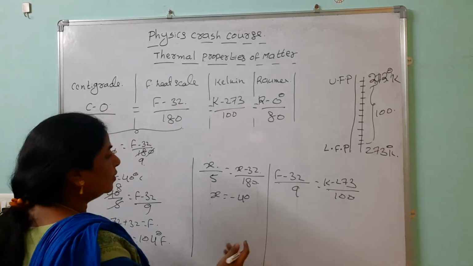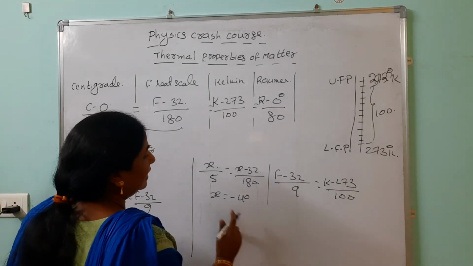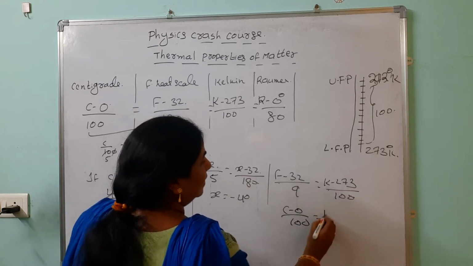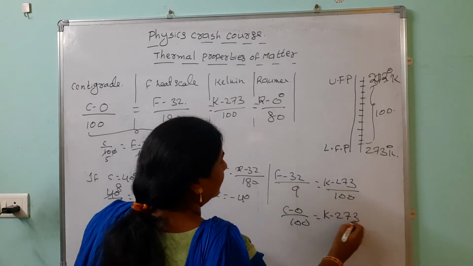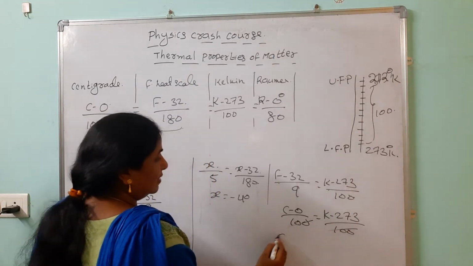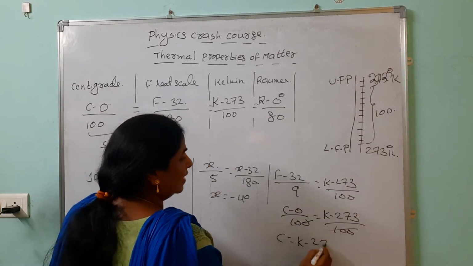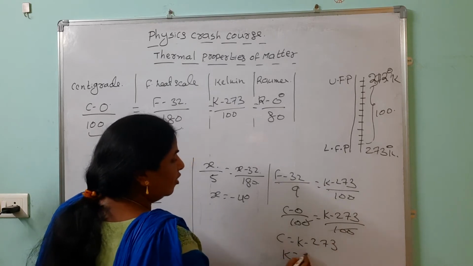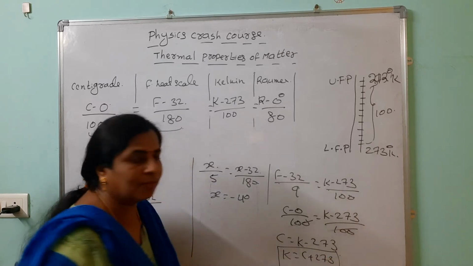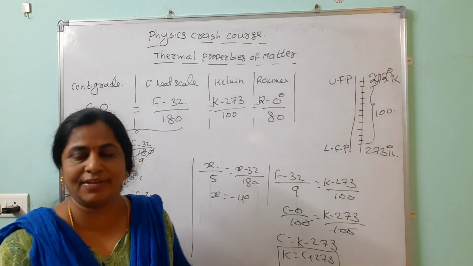Not only this, how to give the relation between the centigrade scale and the Kelvin scale? See, C minus 0 by 100 equals K minus 273 by 100. So the 100 cancels. C equals K minus 273. Then K equals how much? C plus 273.